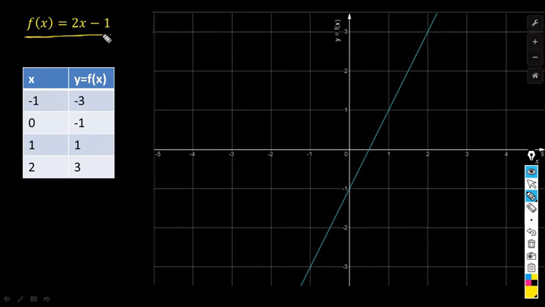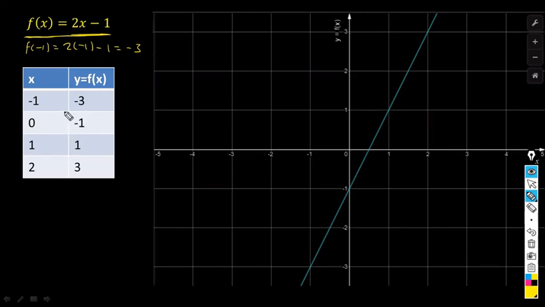Convince yourself of that. Do it very quickly in the mind. Evaluate this function at x equals minus 1. By now you should be able to do that very quickly, even in the mind. f of minus 1 is 2 times minus 1, minus 1, which is minus 3. So f of minus 1 is minus 3, and that's what I'm representing here. For the value of minus 1 for the argument, we get the value of f of x equals minus 3. And the same for all of this, okay? For x equals 0, f of x equals minus 1, and so on.